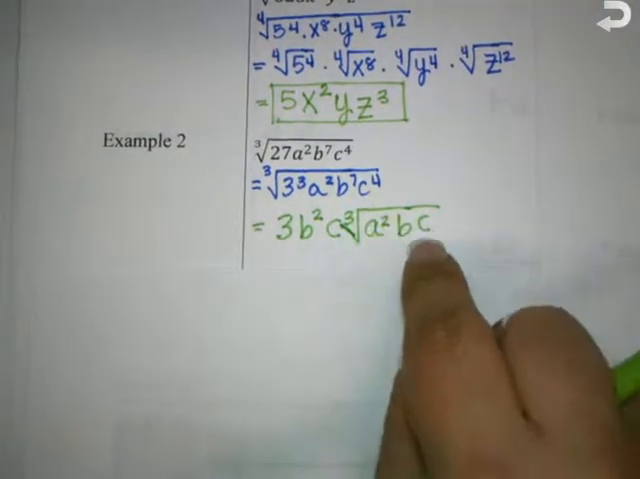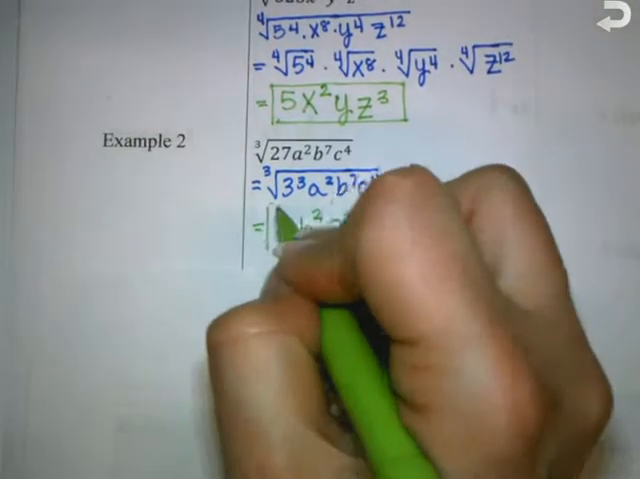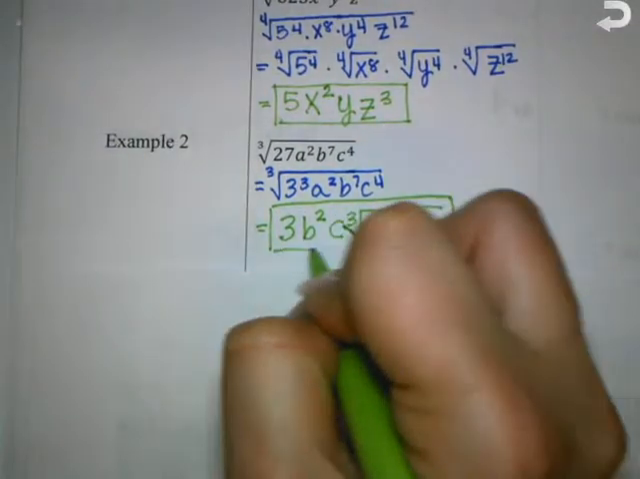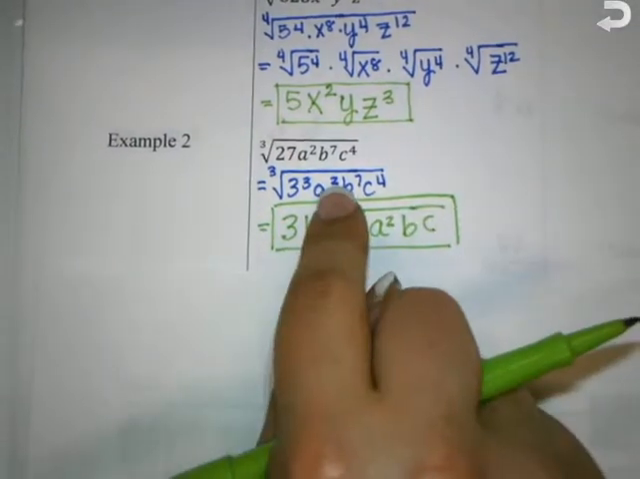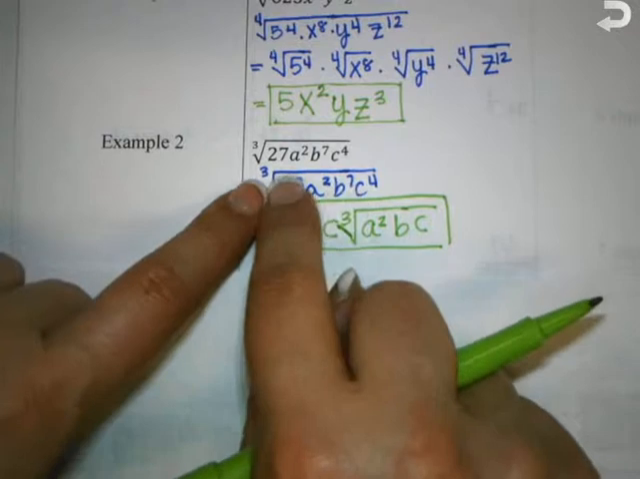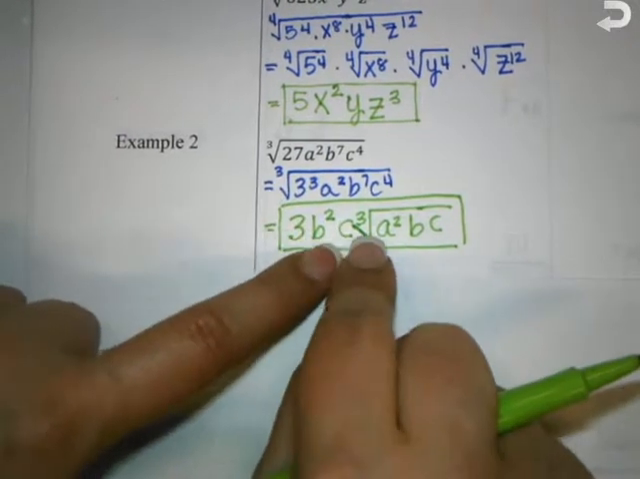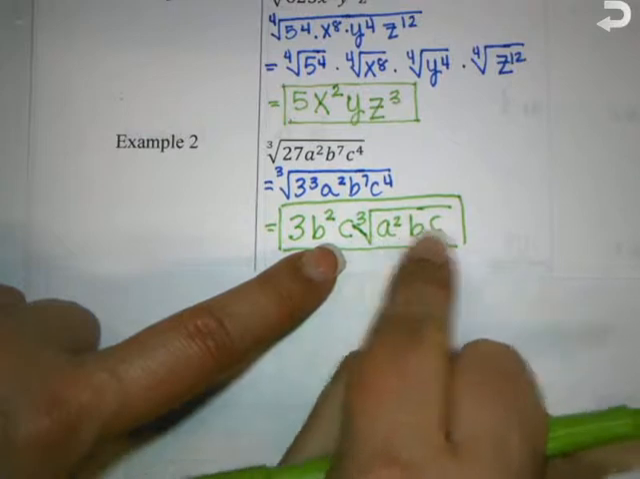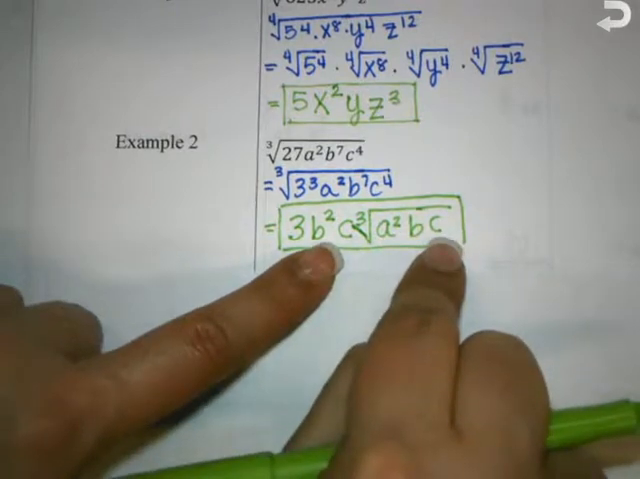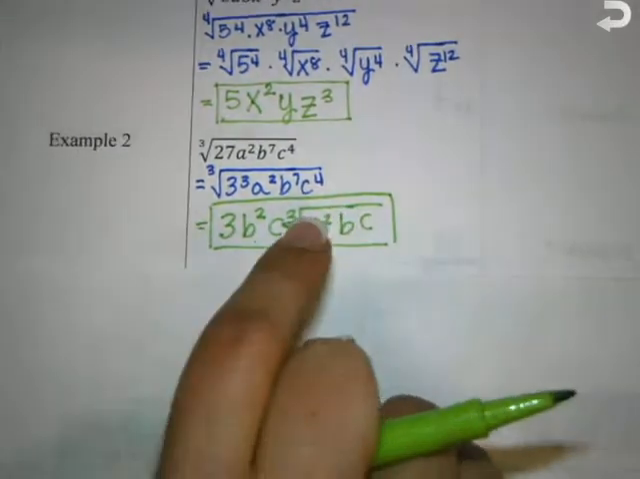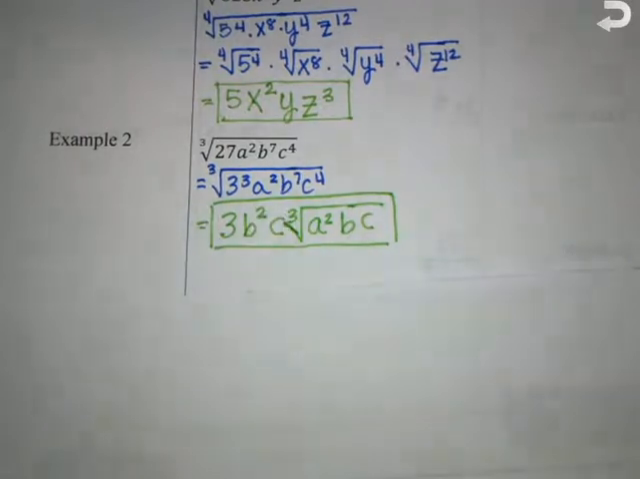Okay? So all I did here was I divided the exponent by the index. I took out all of the whole numbers, and I left the remainders inside. Does that make sense? You okay with it? Okay. Let's look at example 3.